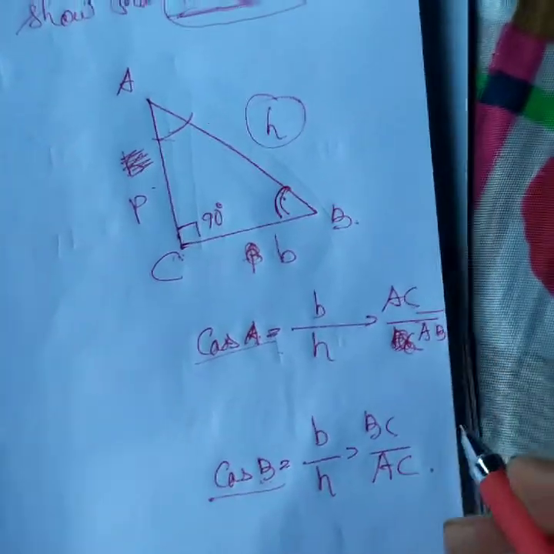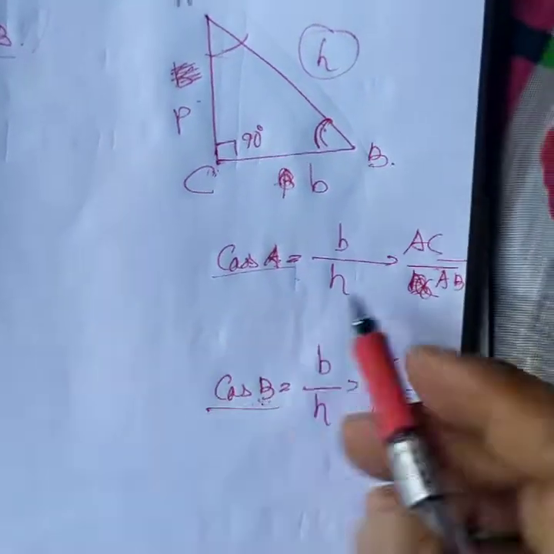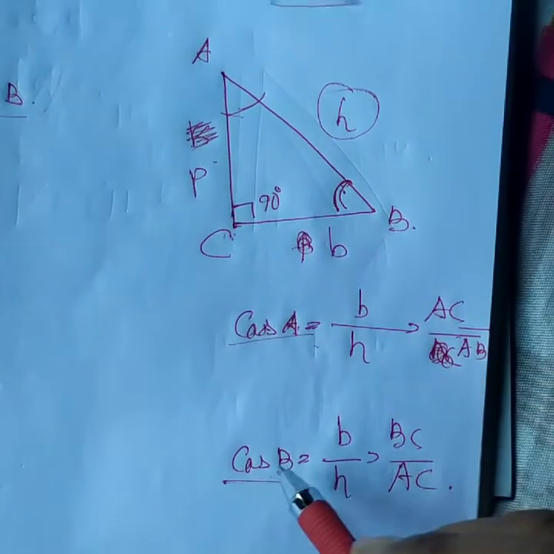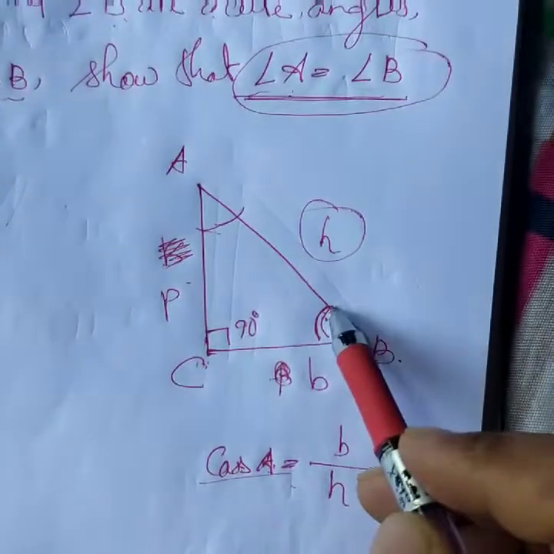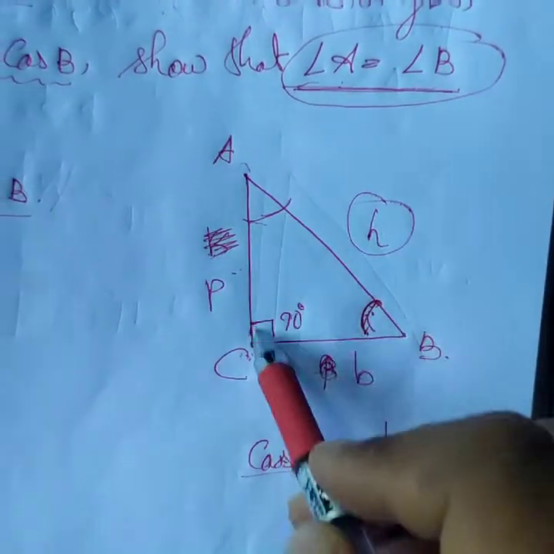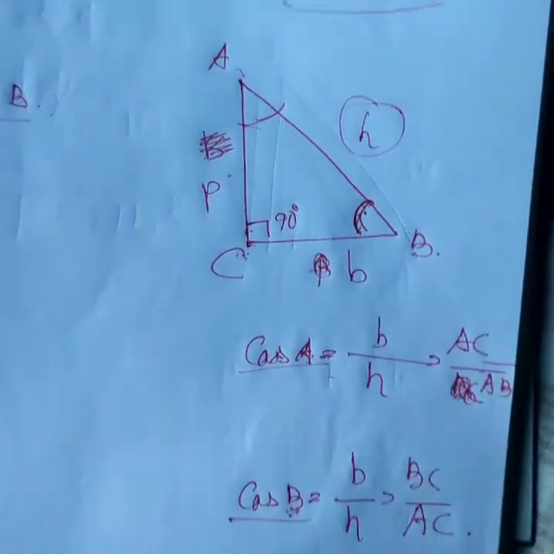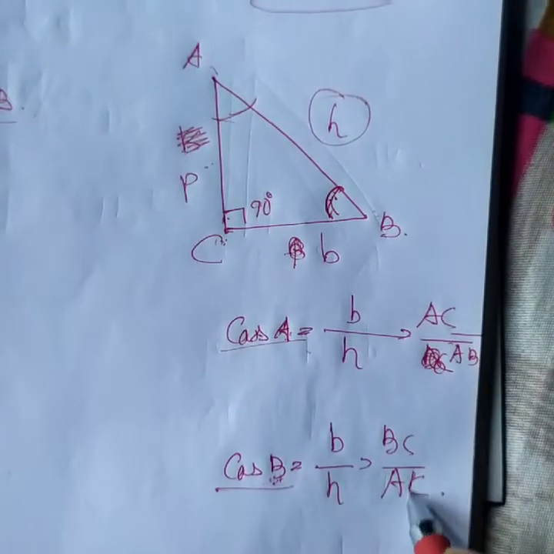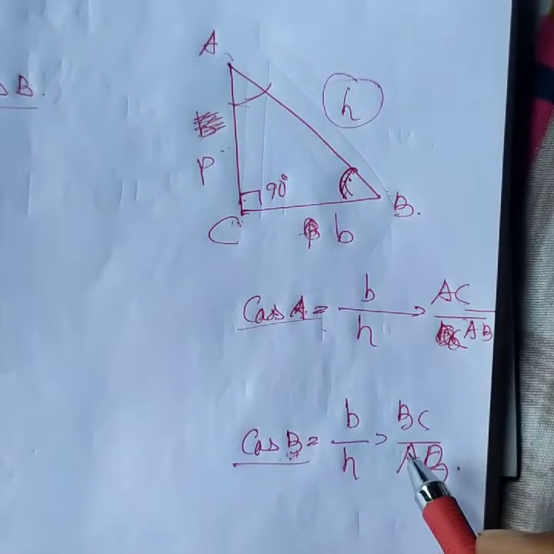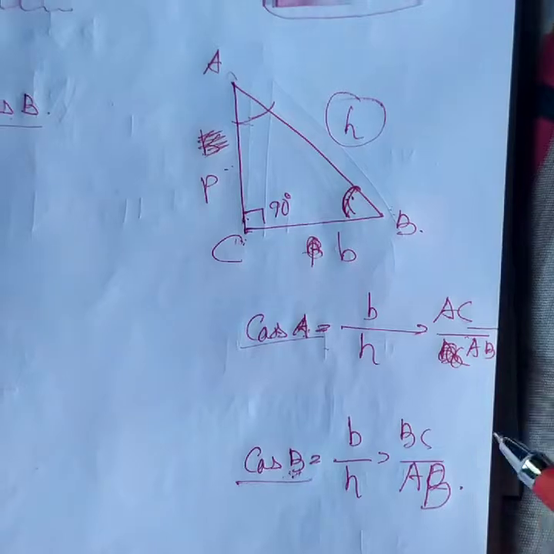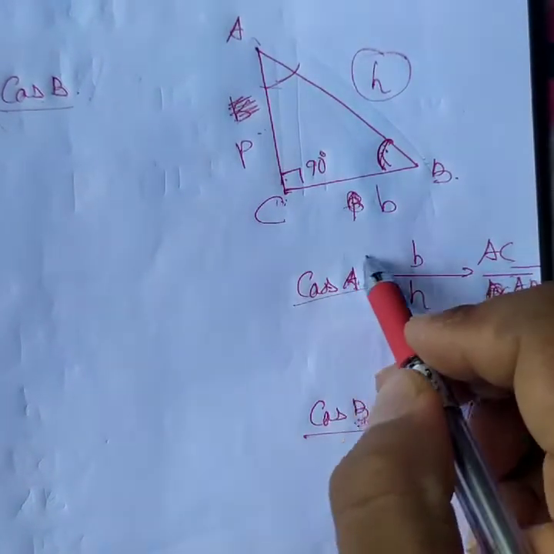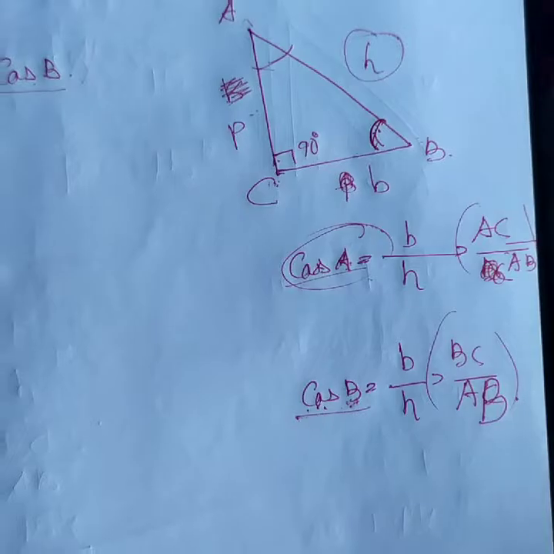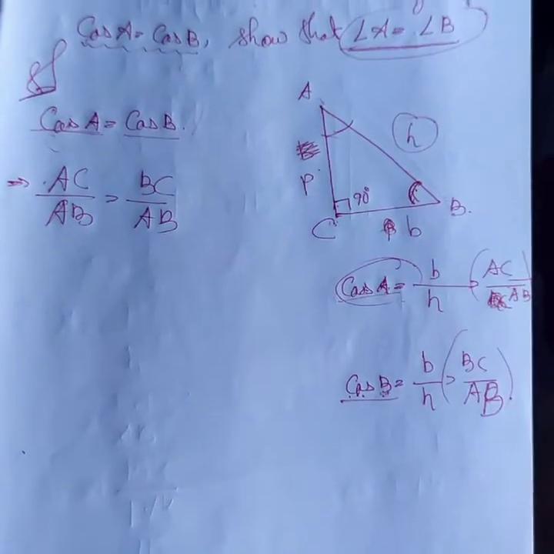Then in case of cos B, formula is same. Formula will be base by hypotenuse, but the base will change when you are looking at angle B. Perpendicular will be AC, base will be BC. That means base will be BC, and then hypotenuse will be AB. Here also I made a mistake. Hypotenuse will be AB, not AC. So we have found cos A is what? AC by AB. Cos B is what? BC by AB.